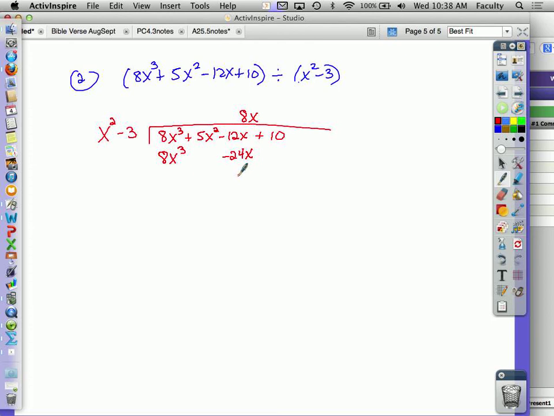When we're showing our work, should we put a 0x squared for that? No, you're adding 0. You can just leave it.